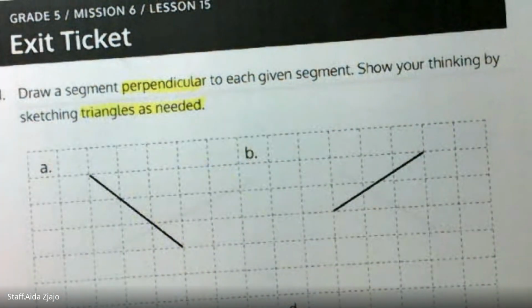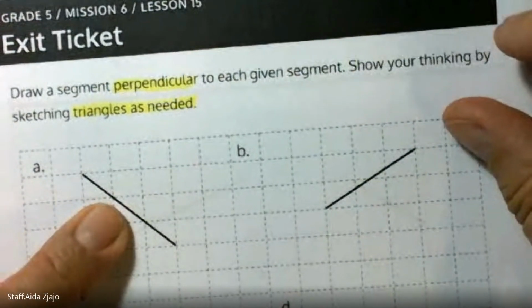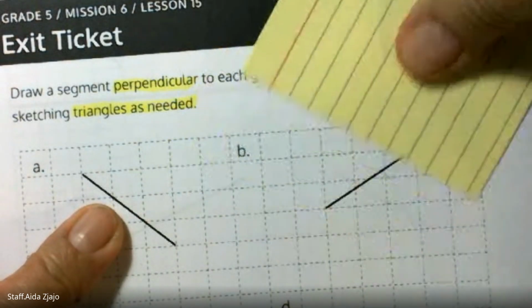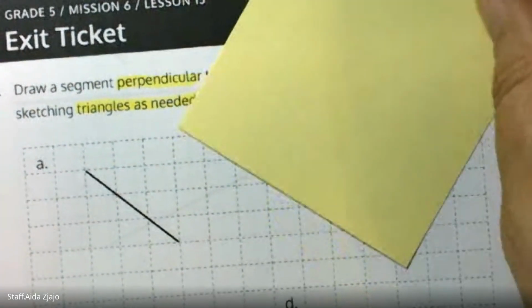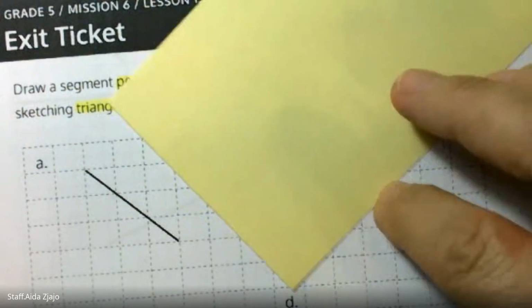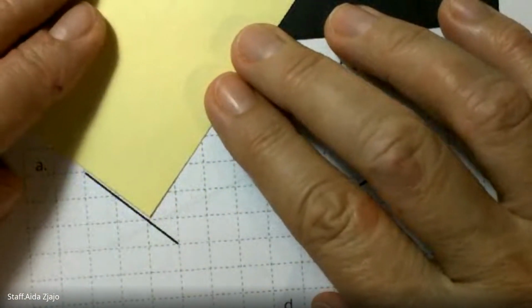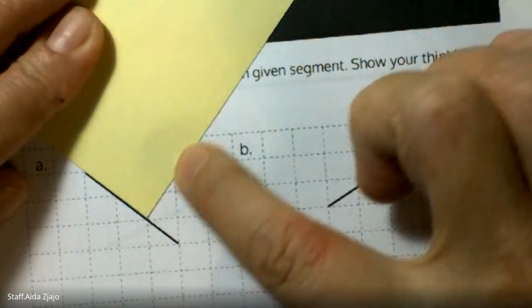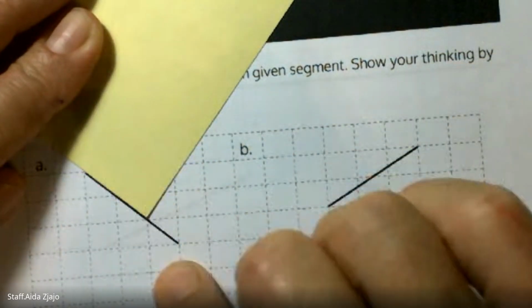Okay, so there are several ways. If you think about making a perpendicular line to this one, it could be anywhere. If you take any rectangle or a square, they have a 90 degree angle, so you can place it parallel to that line and just draw the rest. This straight line is perpendicular to this line segment.